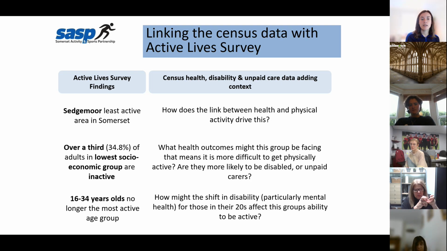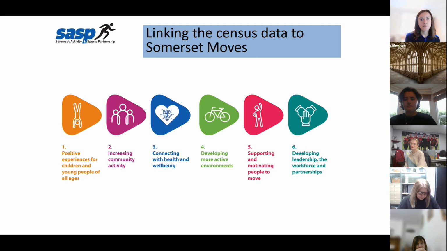And I think this one's really interesting, the move from 16 to 34-year-olds no longer being the most active group. How might that shift in people stating they've got a disability, particularly around mental health, for those in that age group that we showed earlier, in their 20s, affect this group's ability to be active? Is there something in that around people's mental health that's affecting their ability to be active, and that might link to why they're no longer the most active group?